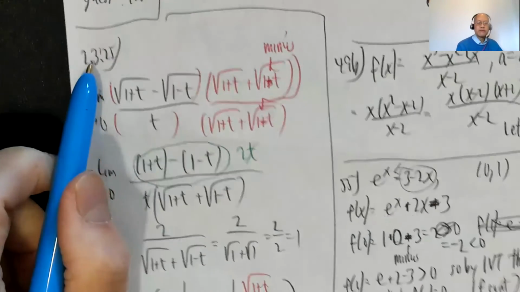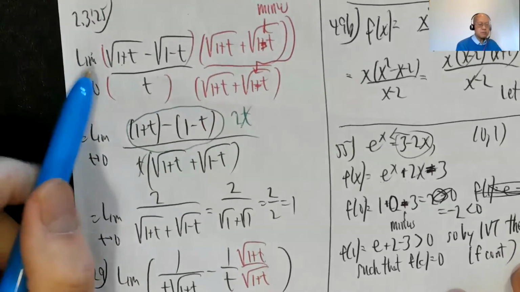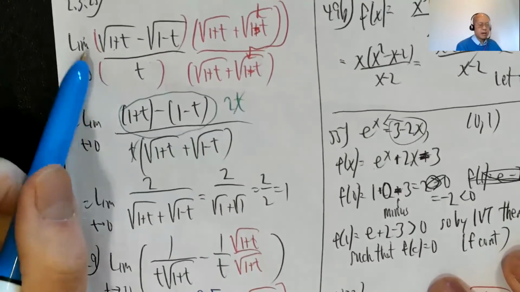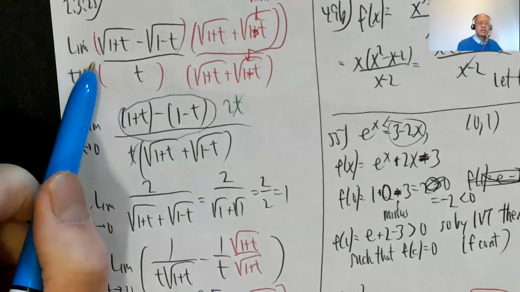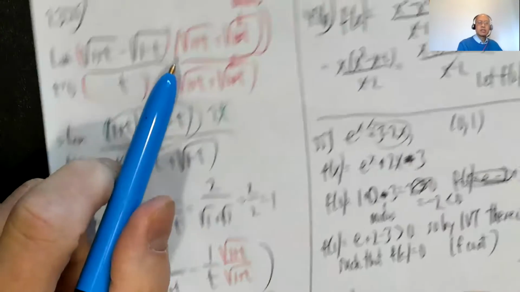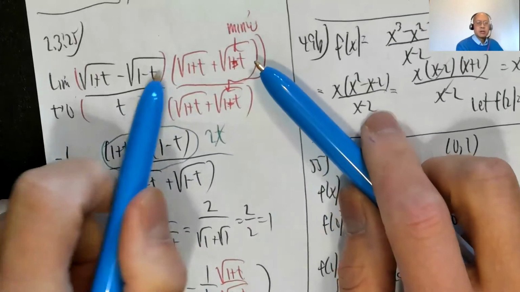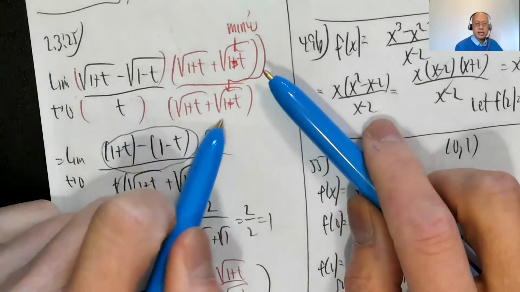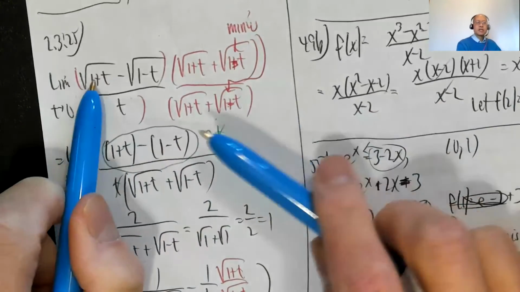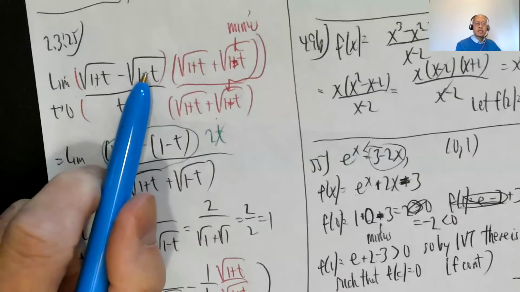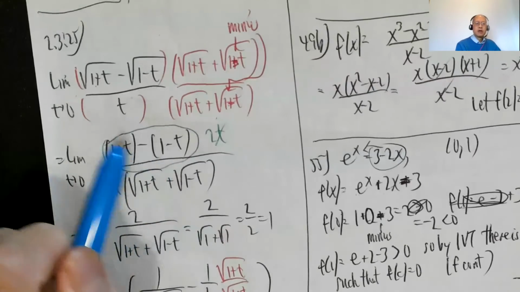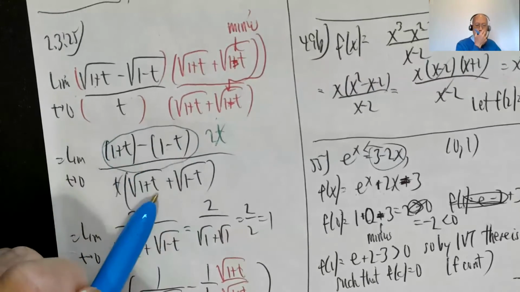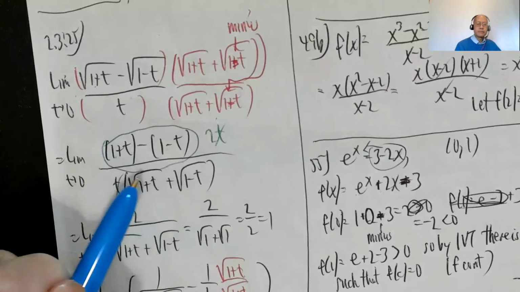Okay, 2.325, just a setup. Oh no, not a setup, I actually worked it out. So to find this limit, again, multiply by the conjugate. That's a recurring theme. So that's radical 1 plus t plus radical 1 minus t. That's a minus there. So I get this thing squared, 1 plus t, minus this thing squared, 1 minus t, over t times radical 1 plus t plus radical 1 minus t.